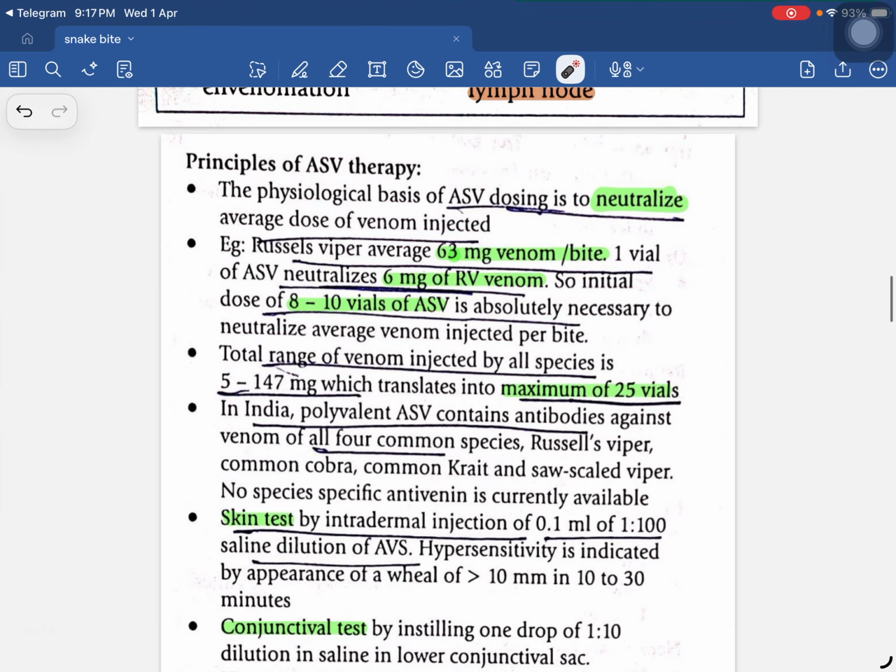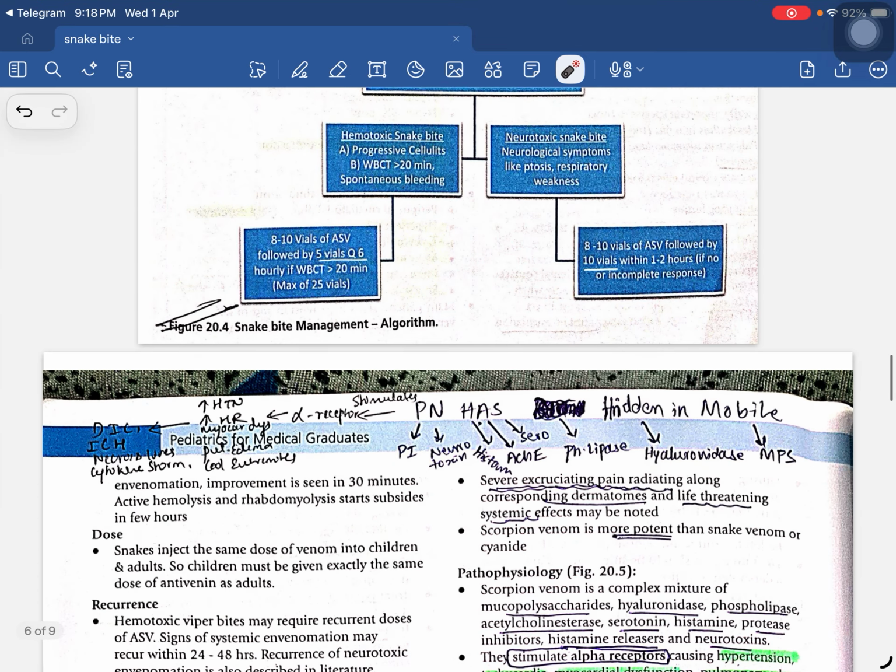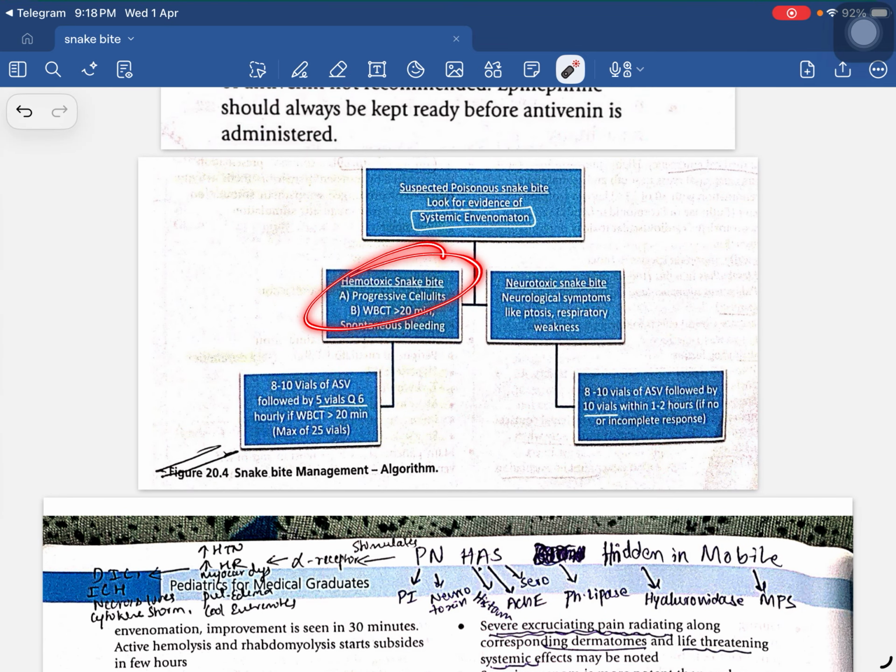Next, coming to the principles, as we have discussed above, 63 mg of venom per bite, and 6 mg per vial neutralizes Russell's viper venom. So that's why 8 to 10 vials of ASV will be given. And coming to the management algorithm, in hemotoxicity, 8 to 10 vials you will give initially, then 5 vials, maximum of 25 vials. In the neurotoxicity, 8 to 10 vials, then again after 1 to 2 hours, 10 vials you will give.